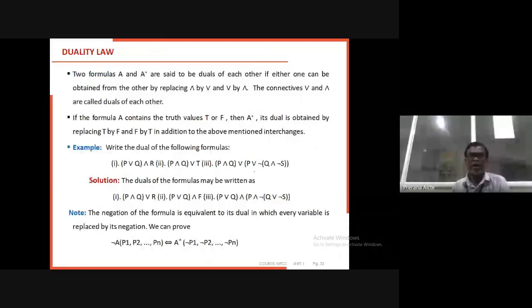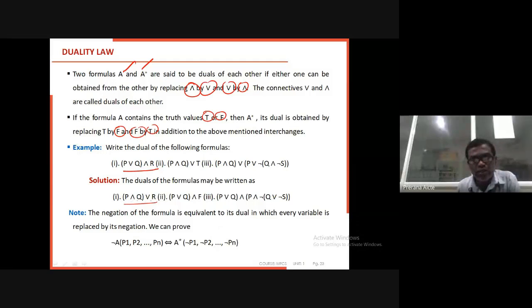Coming to another one, that is the duality law. When are two formulas said to be dual to one another? Let us say two formulas are given, A and A star. We need to do two steps. If you replace ∧ with ∨ and ∨ with ∧, similarly true with false and false with true, then the resultant formula that we get is going to be called dual to the other one.